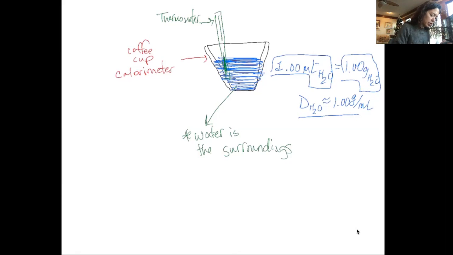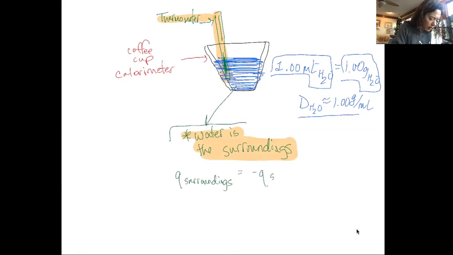So what's important to realize is when you utilize this thermometer right here and you get the change in temperature of that water solution, whatever it might be, you are measuring the temperature change of the surroundings, okay? And we will solve for Q of the surroundings. This is most important, is equal to negative Q of the system. So we cannot measure the system, but we can measure the surroundings. And then we can apply what happened to the surroundings to the system because of this right here.